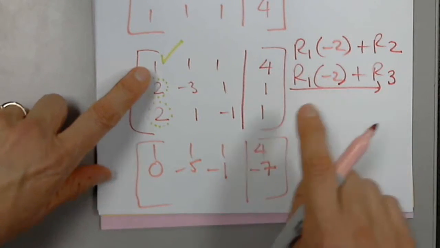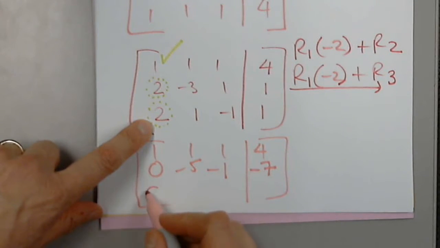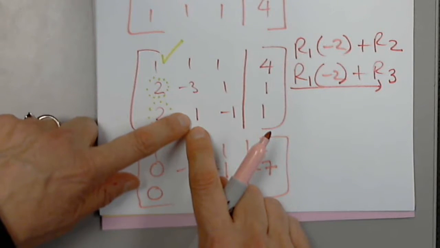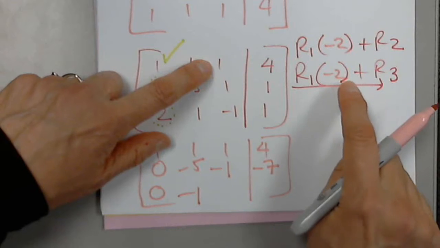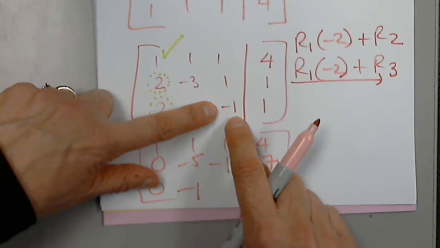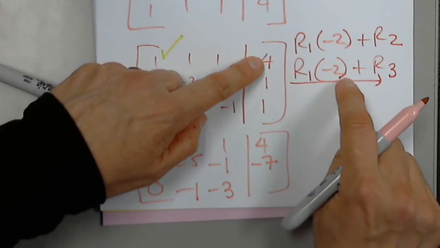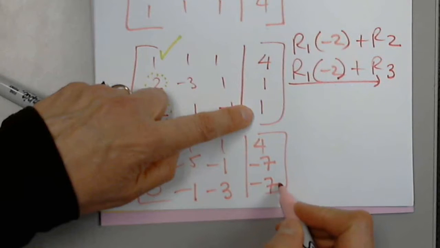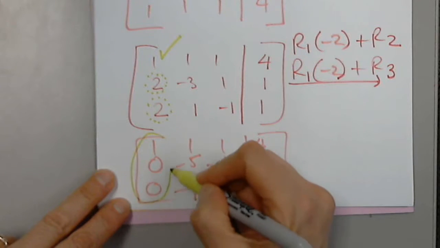1 times negative 2 plus 2. 1 times negative 2 plus 1. Awesome. 1 times negative 2 minus 1. Awesome. 4 times negative 2 plus 1. That's it. Awesome. Very good. So here's what we have accomplished. This is done.